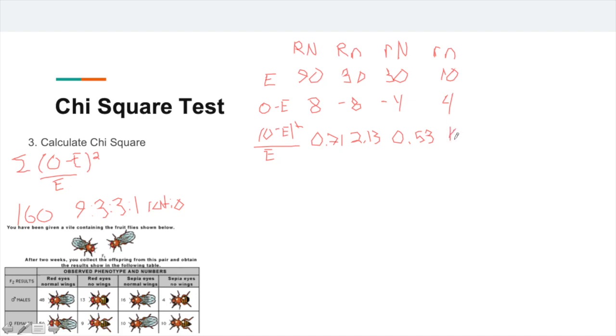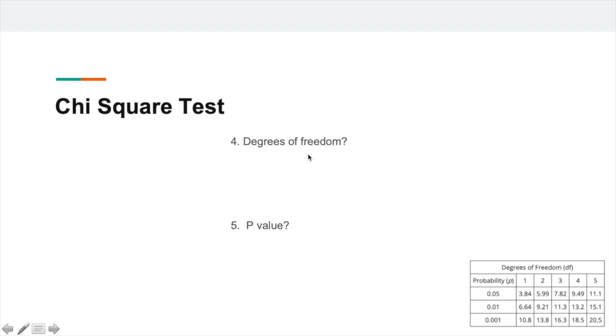And then 1.6. So then again, to get the chi-square value, we have to take the sum of all of these. So 0.71 plus 2.13 plus 0.53 plus 1.6. And when we sum those, we get 4.97. That doesn't look very great, but 4.97 is the answer to this one. And that should be one of the answers on the online portal. So now we'll move on to the next questions here.